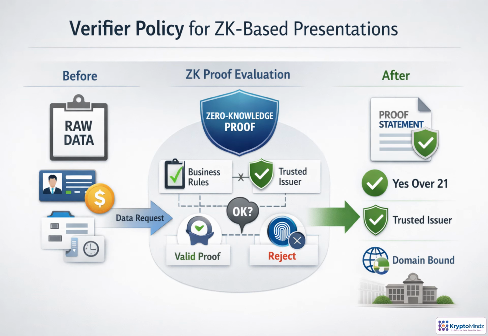With zero-knowledge credentials, verifier policy becomes less about collecting fields and more about accepting the right proof. The verifier should ask, does this proof satisfy the business predicate, such as over 21? Was it issued under a trusted schema by a trusted issuer? Is it unexpired, not revoked, bound to this challenge, and intended for this domain? Finally, log the decision, not the hidden inputs, or the privacy gains disappear.